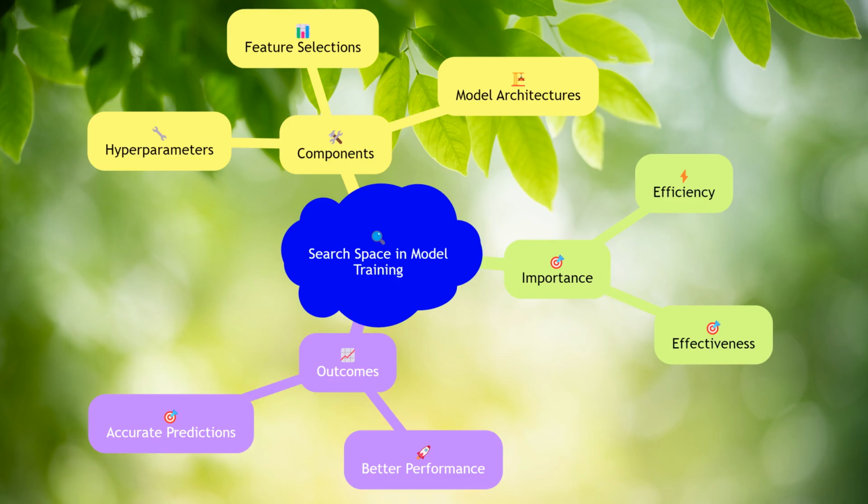In the realm of data exploration and model training, defining the search space is a critical step. The search space encompasses all possible configurations that a model can take during the training process. This includes hyperparameters, feature selections, and model architectures. By carefully defining the search space, data scientists can ensure that the model training process is both efficient and effective, leading to better performance and more accurate predictions.